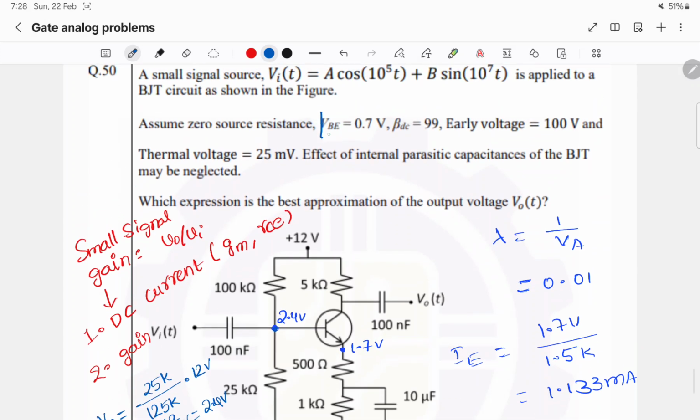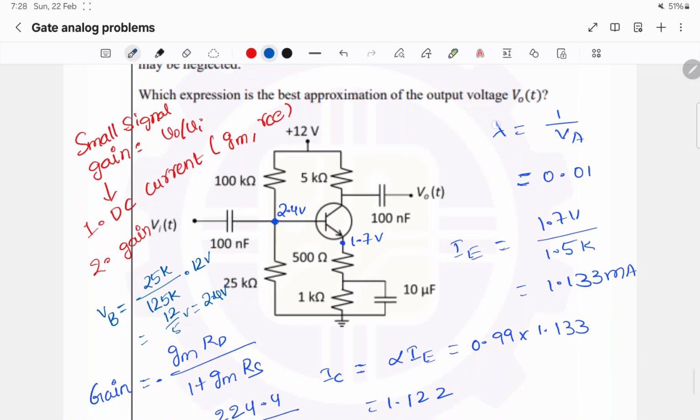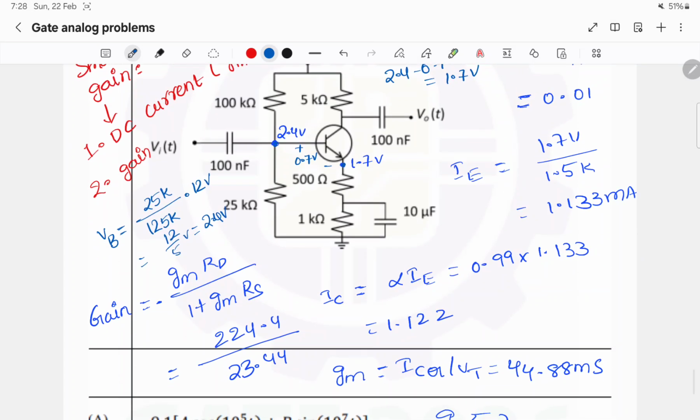In the question they have given that VBE is 0.7 volts. So the potential difference between base and emitter is 0.7 volts. So the emitter potential will be 2.4 minus 0.7 volts, which is 1.7 volts. Now we got the emitter potential as 1.7 volts. The emitter current is VE by the resistance seen from the node. So IE is 1.7 by 0.5k plus 1k, which is 1.7 by 1.5k. IE turns out to be 1.133 milliamps.